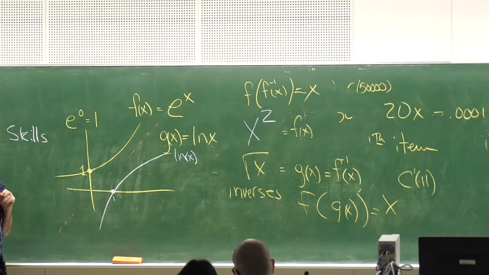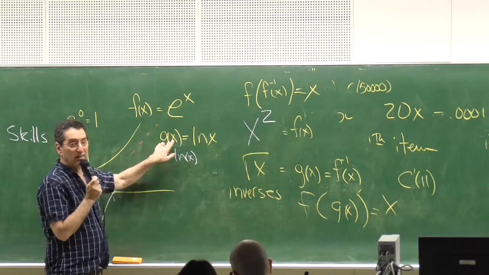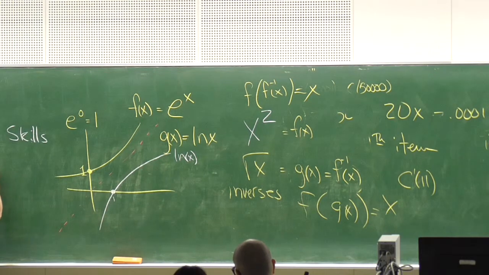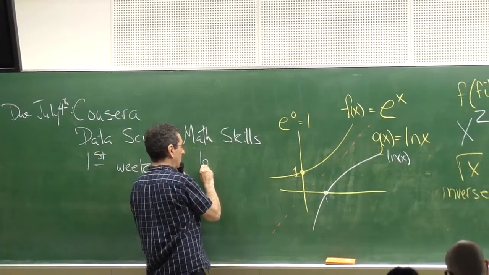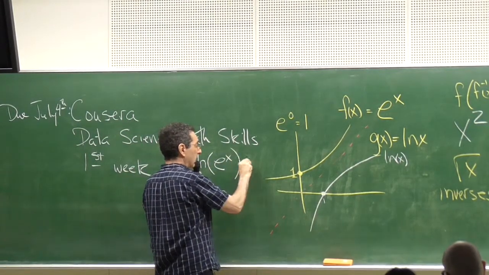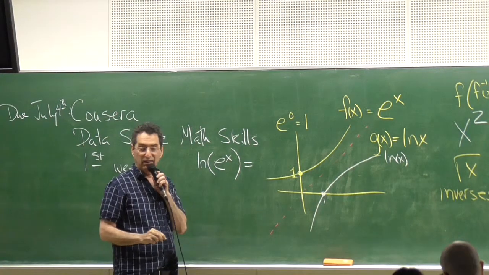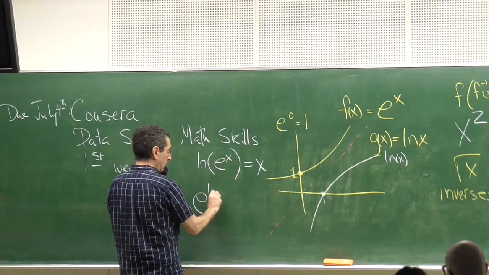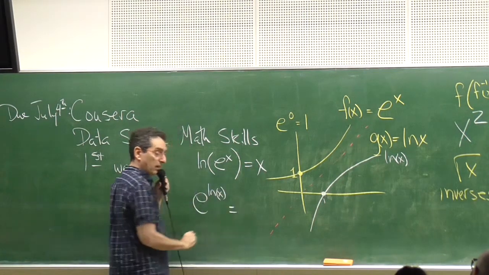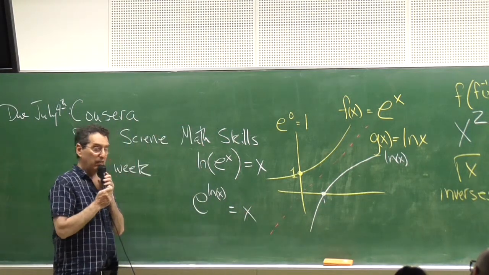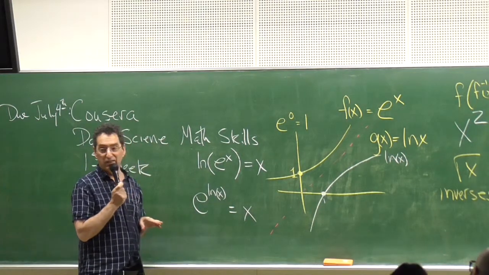And also it means what? It means that if I do this and then I do this, I get just x back, right? You can do it either way. So let's say I do ln first, and then e to the x, I should get x. And then I can write it the other way. If I do e to the ln of x, I also should get x. Right? So that's what the ln function is.